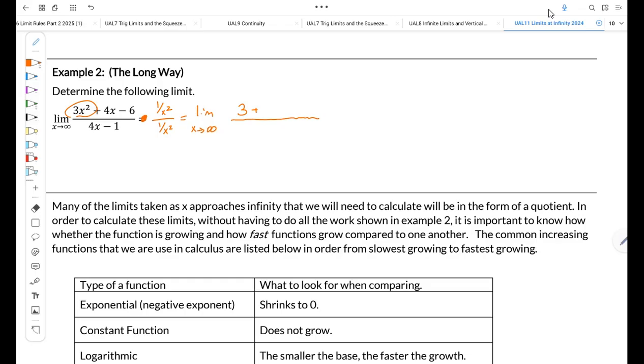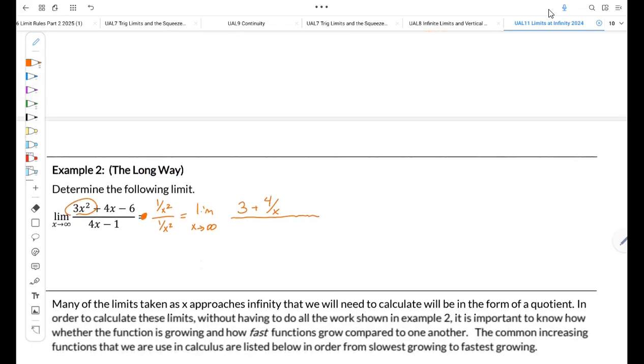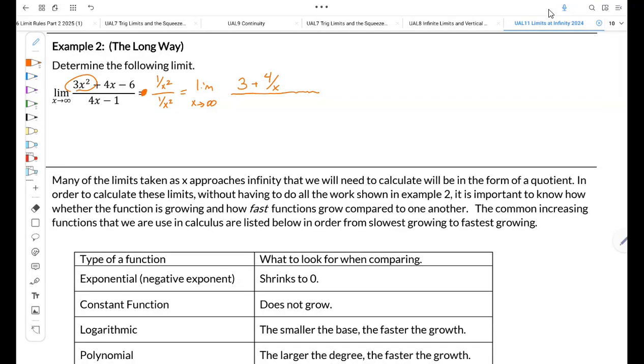Your next term is 4x over x squared, so you're going to end up with 4 over x, because you didn't cancel all the x's out of the denominator. Minus 6 over x squared. Make sense? Yeah. All right, same thing in the bottom. You should end up with 4 over x minus 1 over x squared.